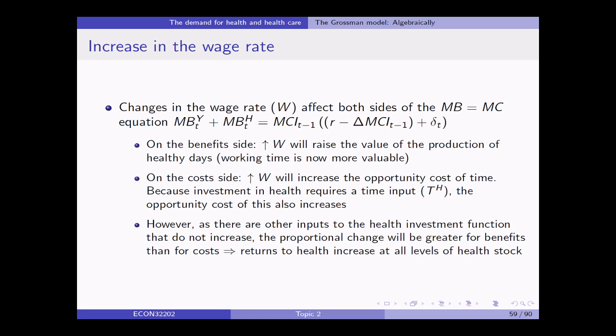But remember, we've got this trade-off. So if wages increase, the opportunity cost of investing in health goes up. Because the model assumes that you can't do both together. So if I want to invest more in my health, that means I can't spend more time improving my health. So I've got this trade-off. The opportunity cost has increased.